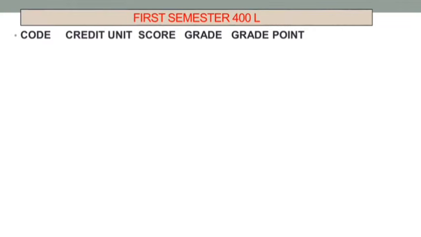Let's look at his 400 level because Mr. Boy is offering a 4-year course. So this is the last session he has in school, first semester 400 level.